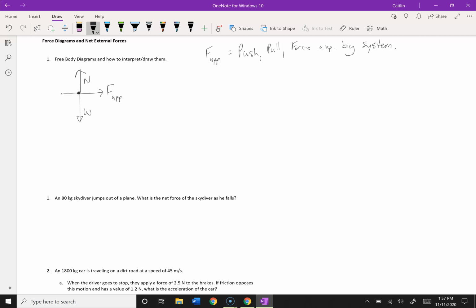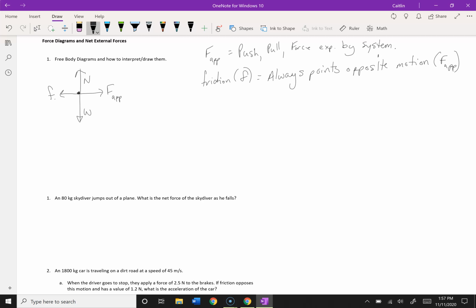And then another common force that we see is what we call friction. Friction, typically in our diagrams with a lowercase f, is always going to point opposite of the motion. And a lot of times what that really means is opposite F applied.